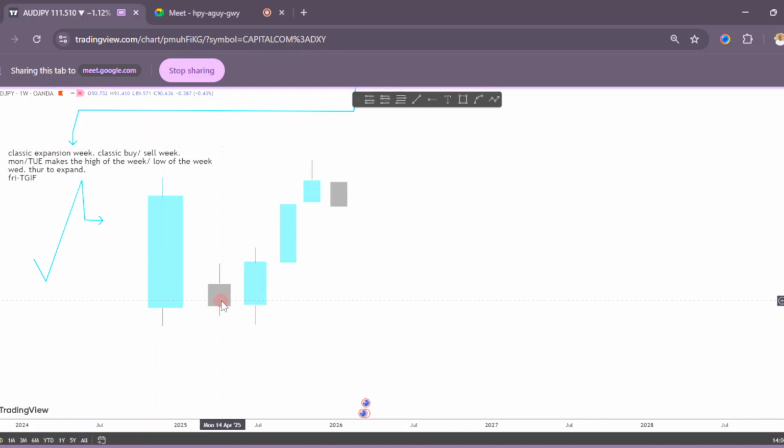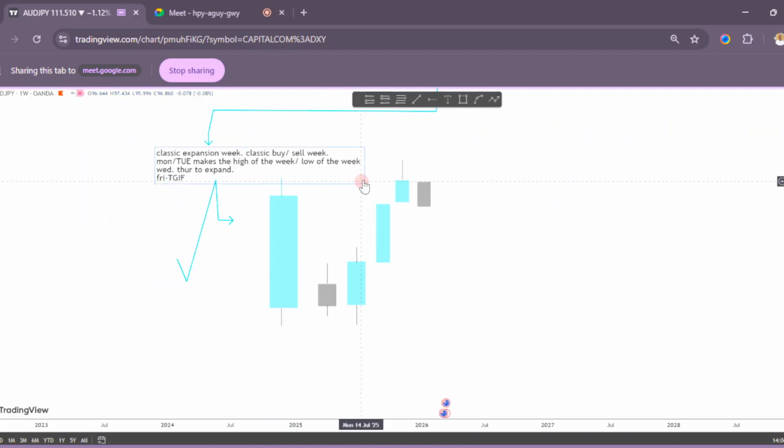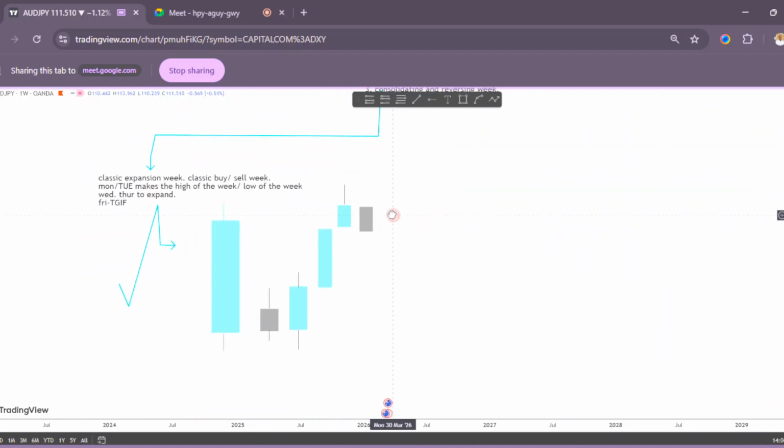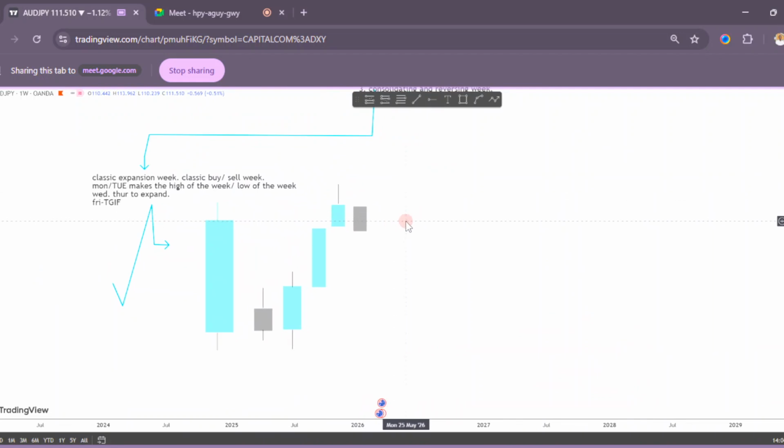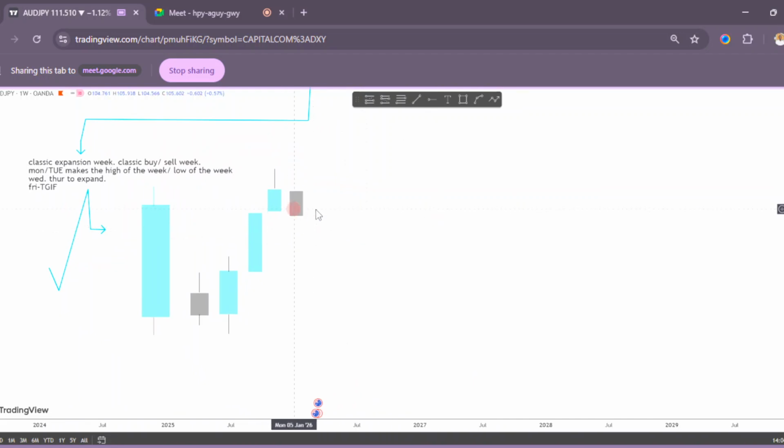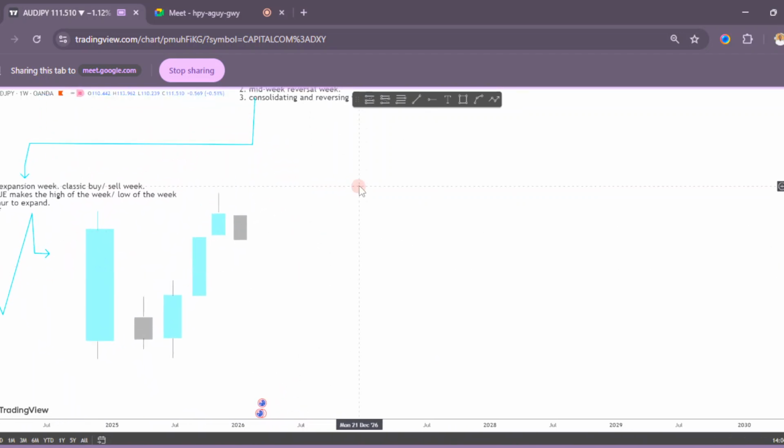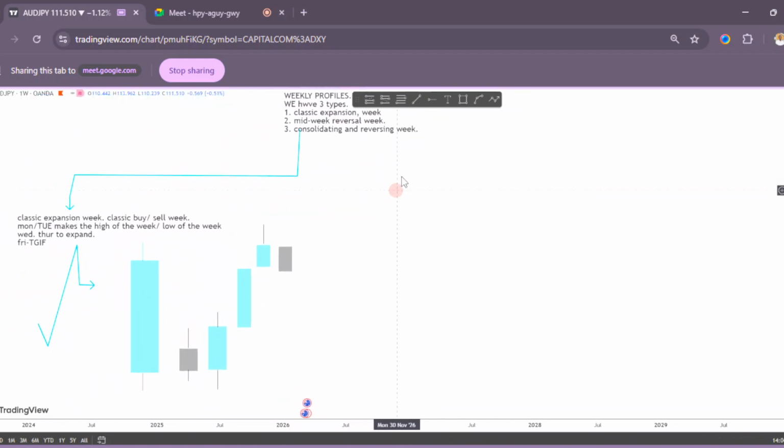So we have Monday and Tuesday forming the low of the week, and then we have an expansion through Wednesday and Thursday, and then we can have a TGIF on Friday, which is a retracement within the range, or we can have another expansion on Friday. So this is just a classic expansion week, and the opposite is true of this. I hope you have understood that.